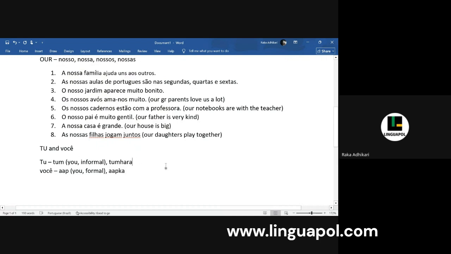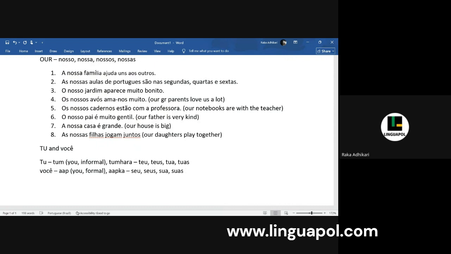Like this, in Portuguese, for the word tu, we have 4 words. That is teu, teus, tua, and tuas. Whereas for the word você, we have 4 words again. Seu, seus, sua, and suas. Now, depending on whether you refer to someone as formal or informal, you will use either teu or seu.